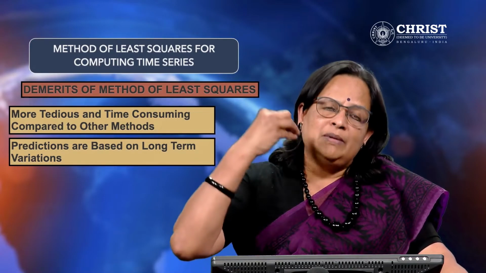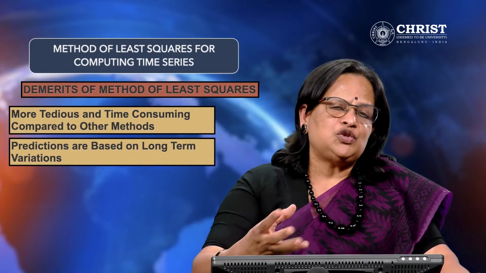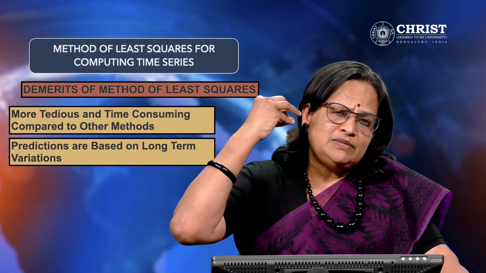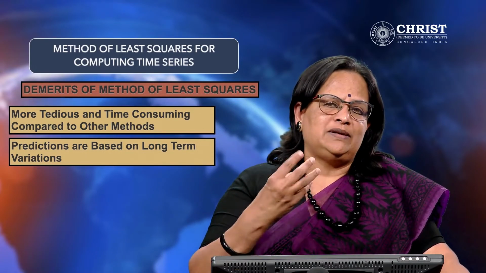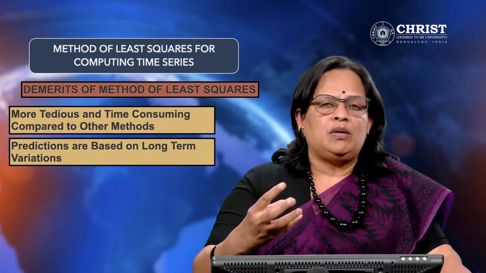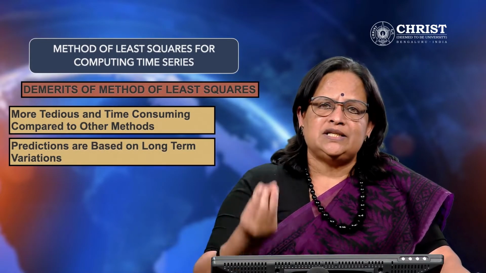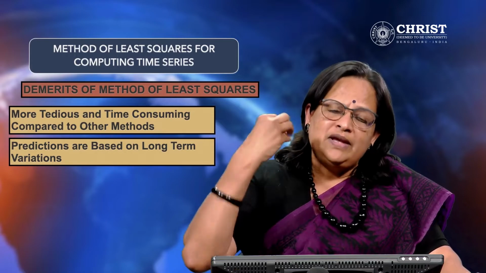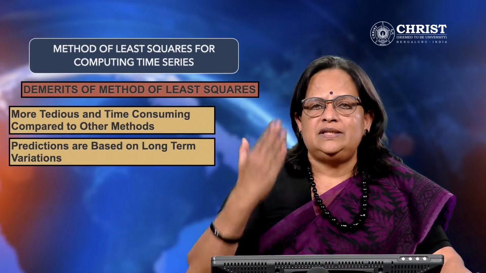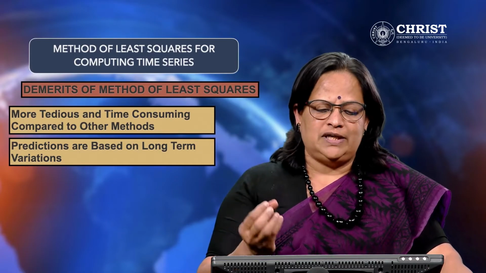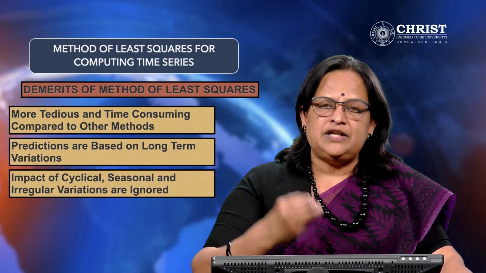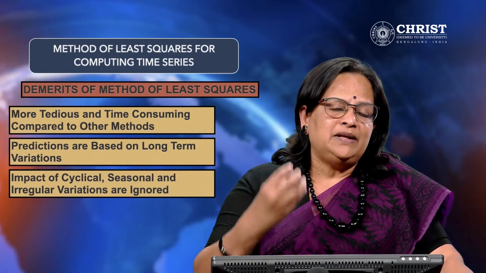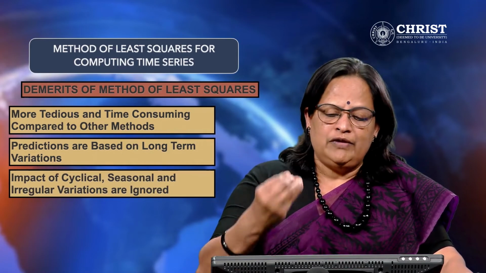Sometimes, other than the prediction, some natural calamities will happen, or there will be a total change. Like COVID, nobody expected that. That created a lot of problems in the economic conditions, business conditions, everything. If something very extraordinary happens, then these computed values will have no significance. The impact of cyclical, seasonal and irregular variations is ignored. Nobody can predict these types of variations with accuracy.